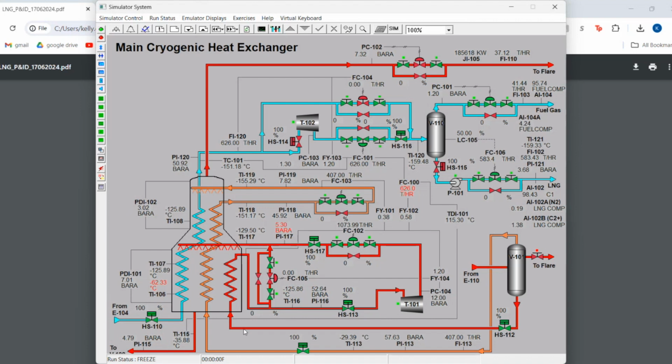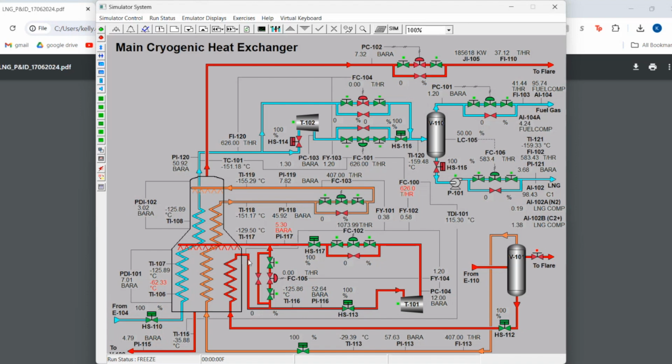Vapor from the separator is condensed and subcooled in the Main Cryogenic Heat Exchanger as it passes through the warm and cold bundles. The vapor exits at the cold end and its pressure is dropped across a JT valve, FCV 103. The low pressure re-enters the Main Cryogenic Heat Exchanger to provide cold end refrigeration. The liquid from the separator is subcooled in the warm bundle of the Main Cryogenic Heat Exchanger here.